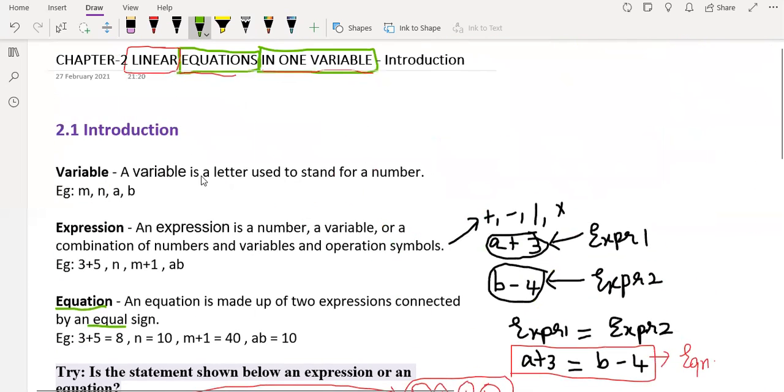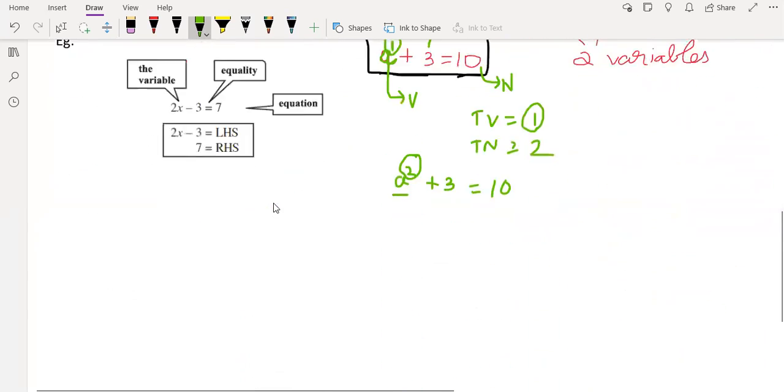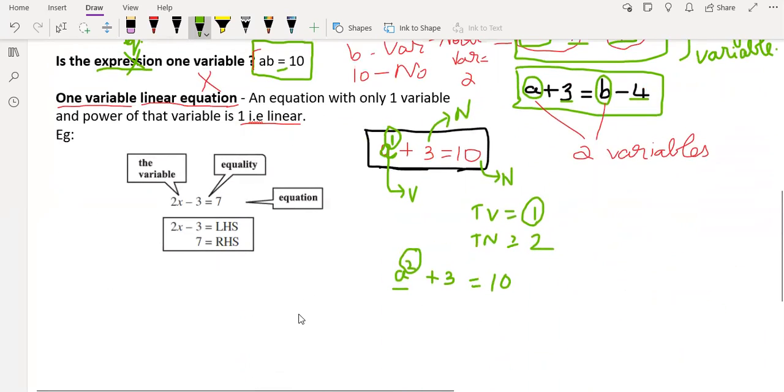So now we have understood what linear equations are, and in one variable we have understood. So actually a typical linear equation in one variable will look like this: 2x minus 3 equals 7. So first we have to check whether it is an equation. For that we have to check whether the left hand side is an expression, the right hand side is an expression, and both the expressions are separated by an equal to sign. We have to check first.